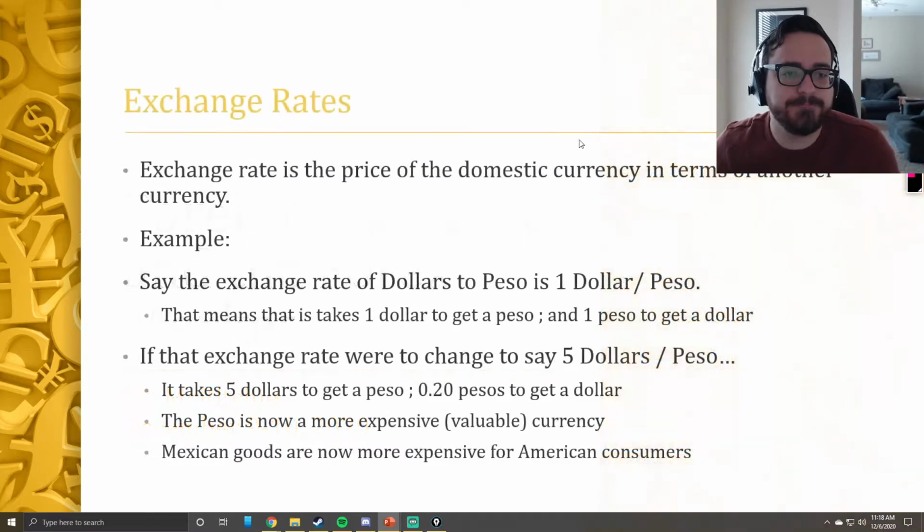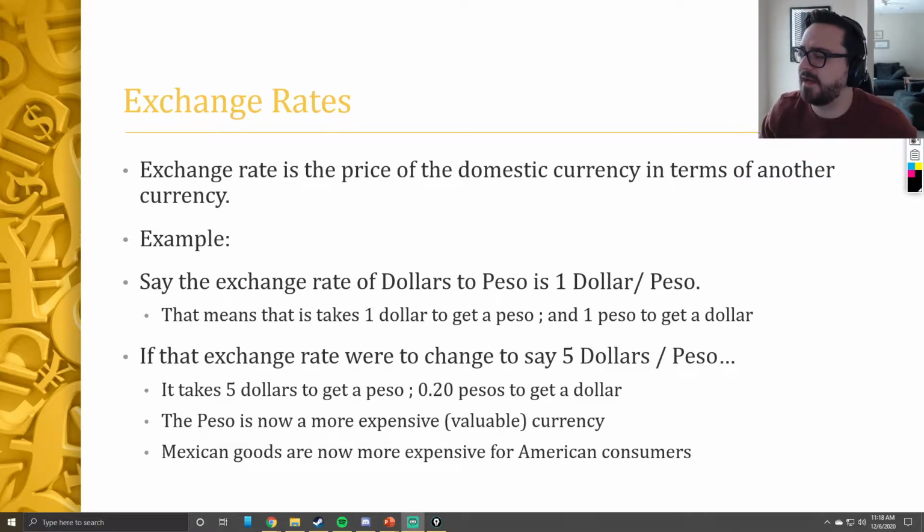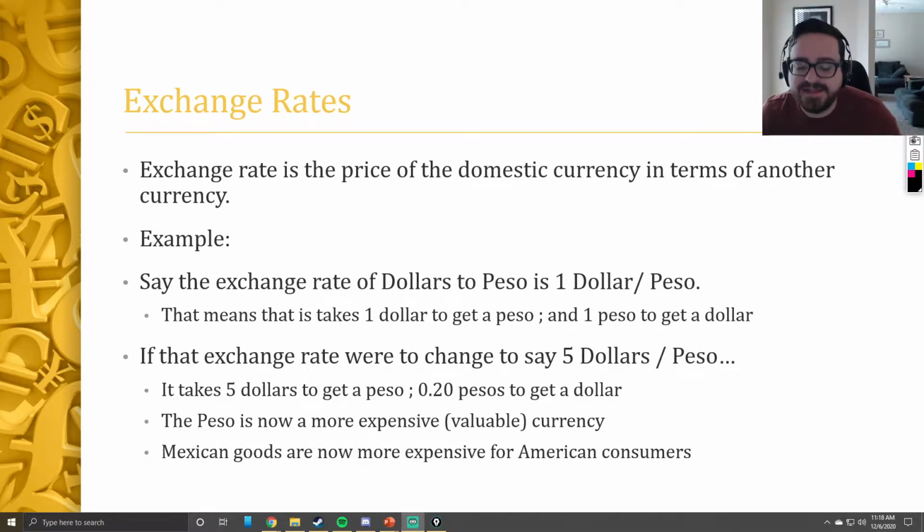So, exchange rates. That's where we're going to start. We're going to start with other currencies. That's the main focus for this. The exchange rate is the price of a domestic currency in terms of another currency. Effectively, it is how many of one currency it takes to get another, right?